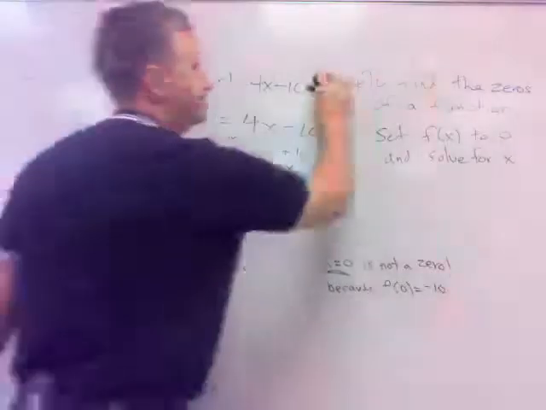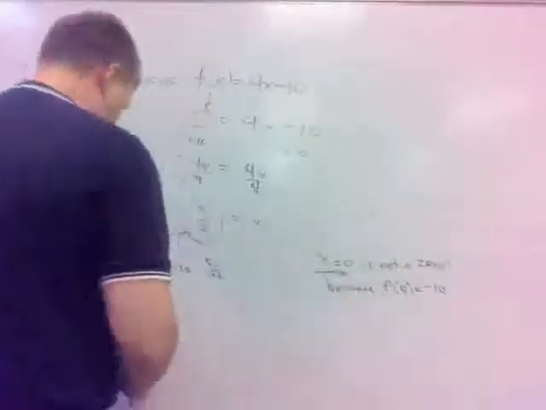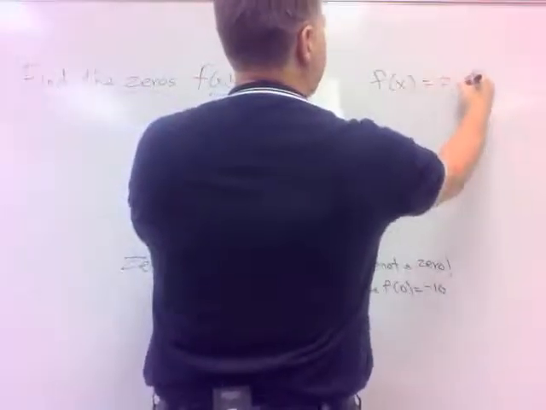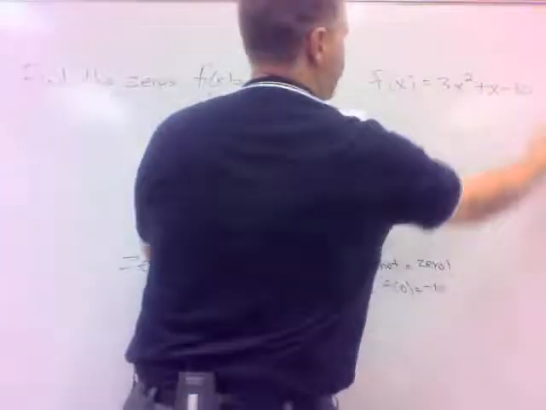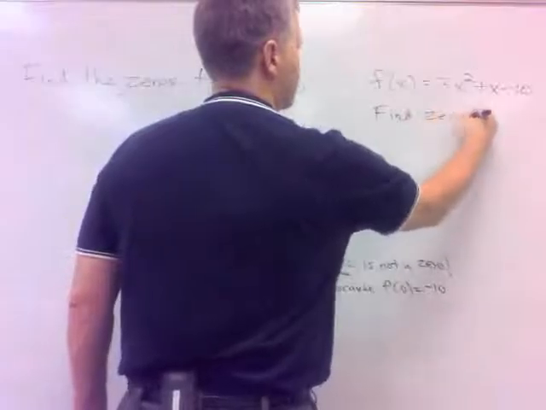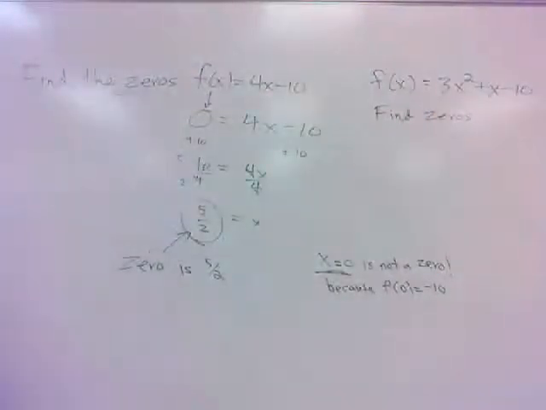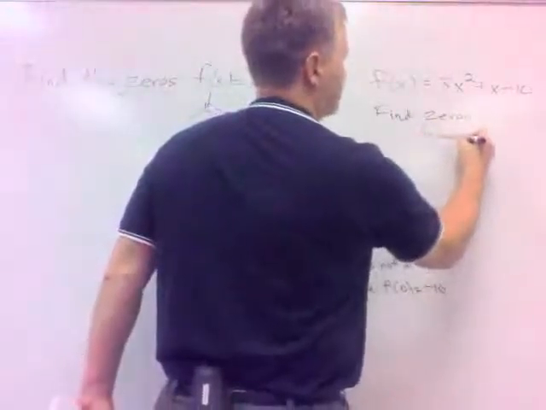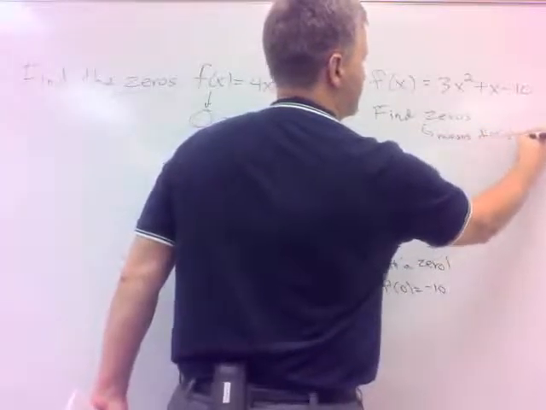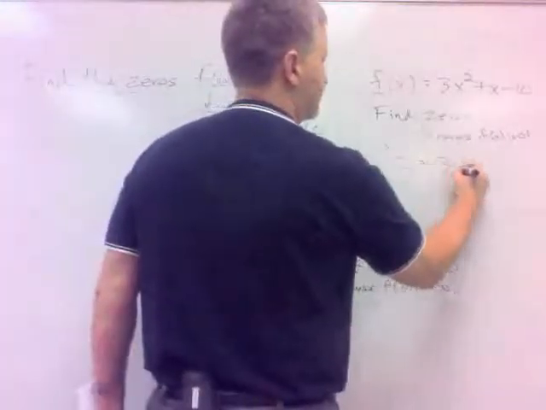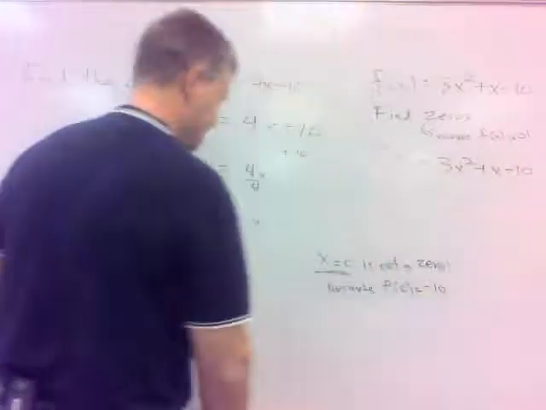Okay? All right. So here's another one. Let's say we've got f of x equals 3x squared plus x minus 10. Find the zeros there. Well, as we know, when it says find the zero, what does it mean to be 0? It means f of x equals 0. So set f of x to be 0 and solve accordingly.